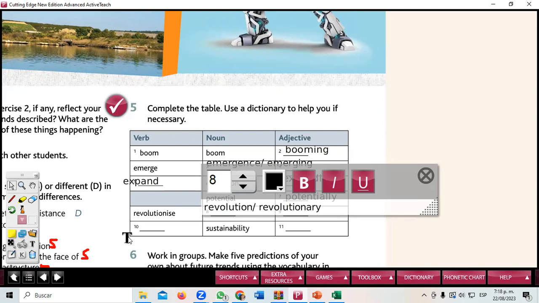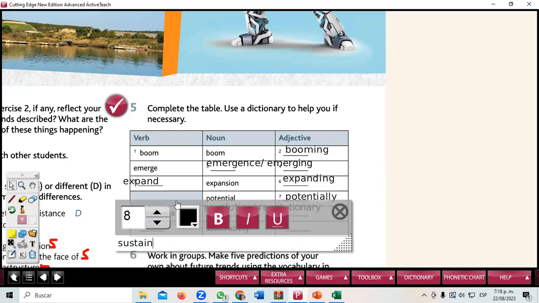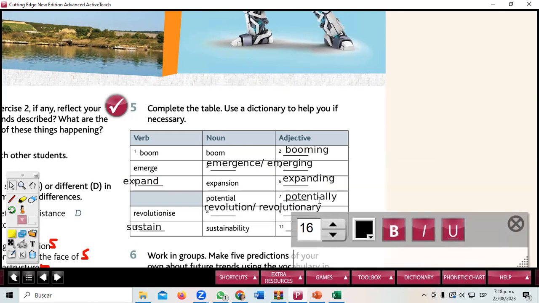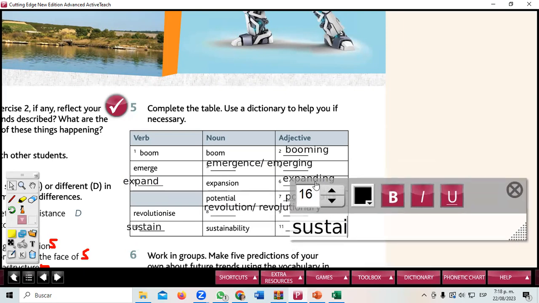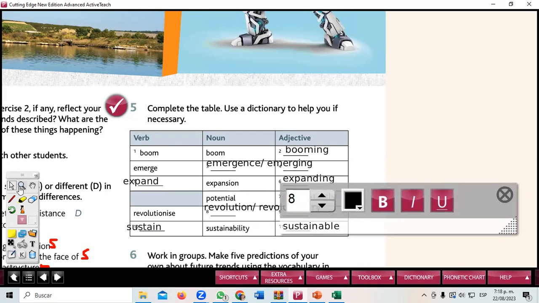Okay, let's see, maybe Elkin, do you have the answer? The verb? Yes, teacher, I have. The verb sustain and the adjective sustainable. It is correct. The adjective is sustainable. So sustain, sustainability, sustainable. All right, very good. Okay, guys.